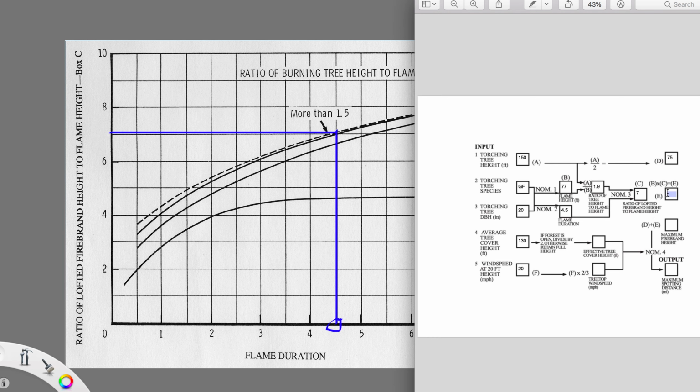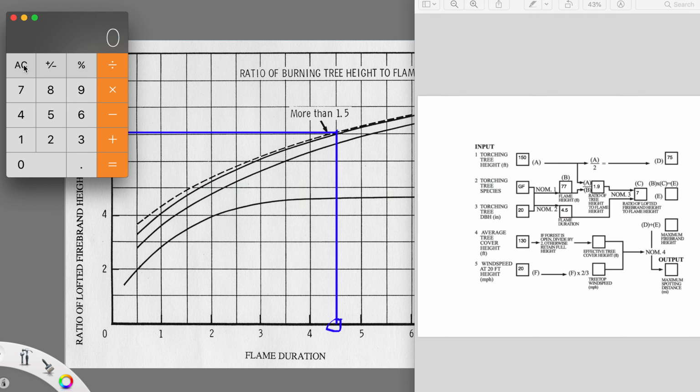Now to get box E, we just multiply the flame height times that ratio that we just got, and that gives us E. So 77 times 7 is 539. So that is how high these firebrands will loft off the tree.